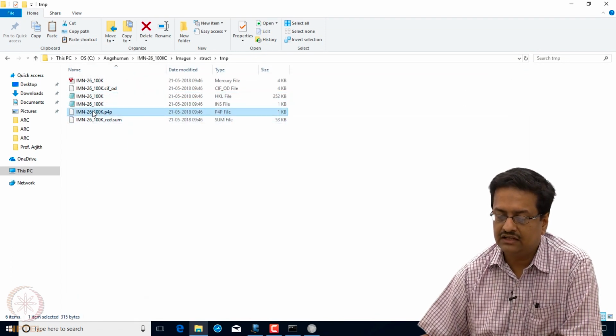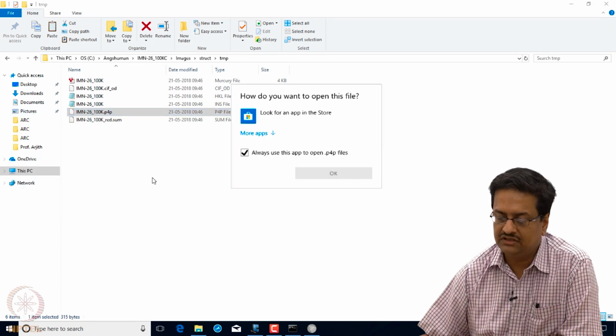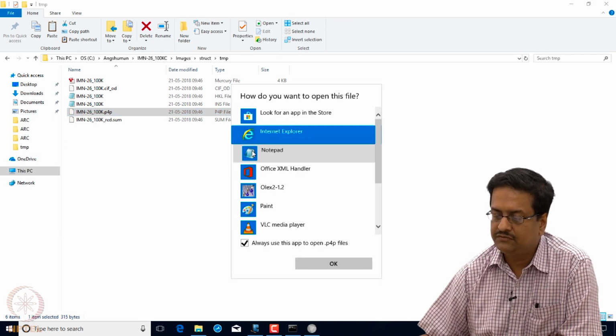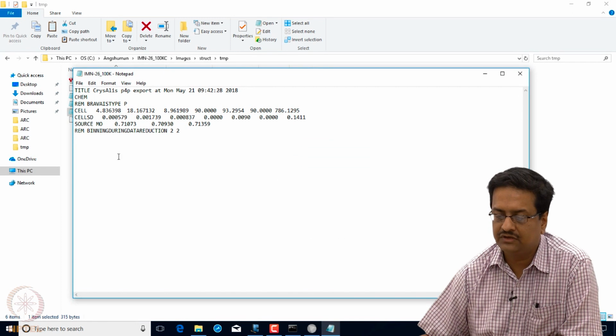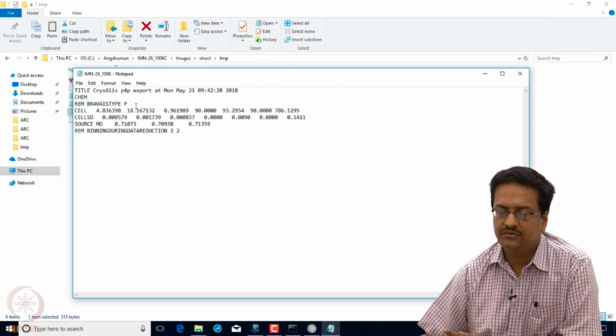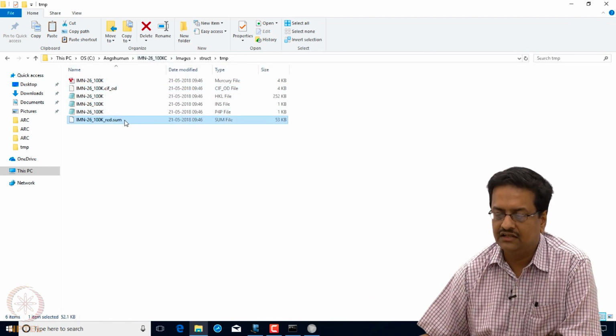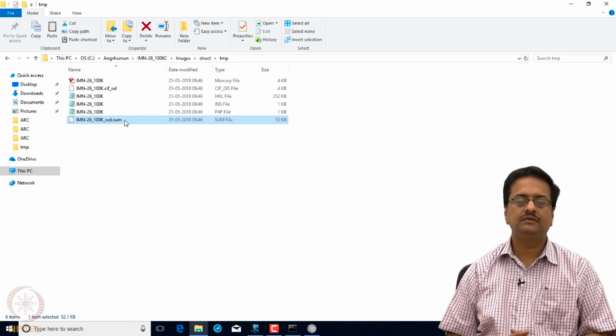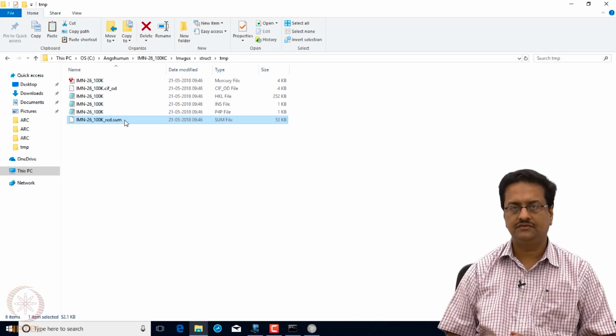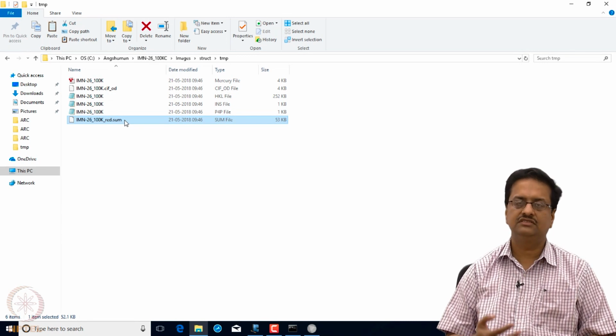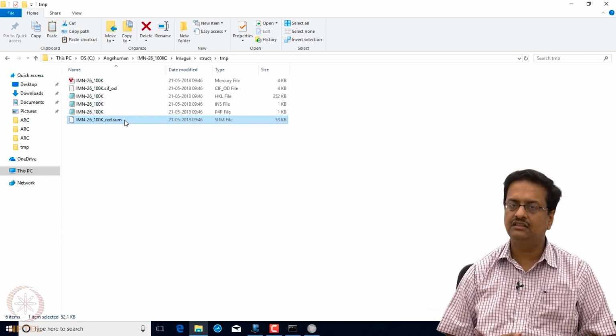There are other files which also can be discussed. This P4P file also incorporates the information about the cell, the standard deviation and so on, the source, wavelength, etc. So this P4P file is also a supporting file. And then you have these OD and SUM files which contain the information about the software, about the data reduction process, about the absorption correction and all that.